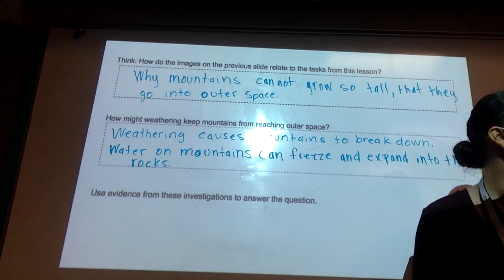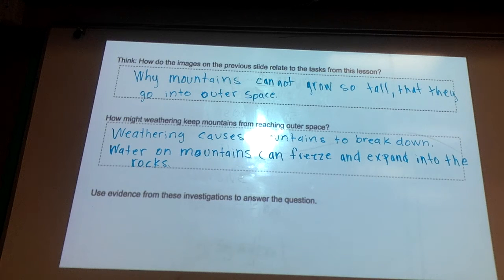Okay, wait. What does the last one say? Summary. Okay, summary. How does weathering prevent mountains from getting so tall they reach outer space? Okay, answer that question in your own words. So make your own summary.